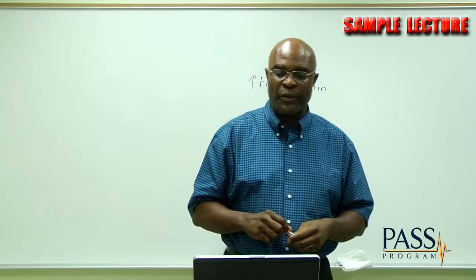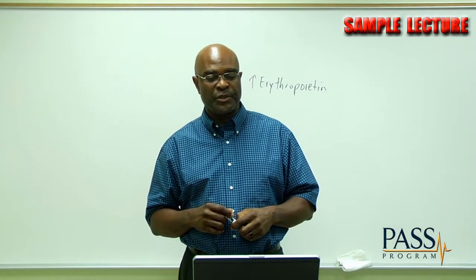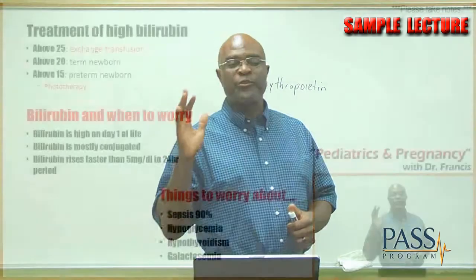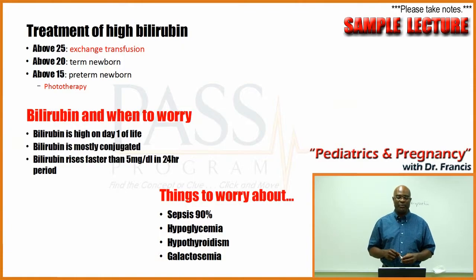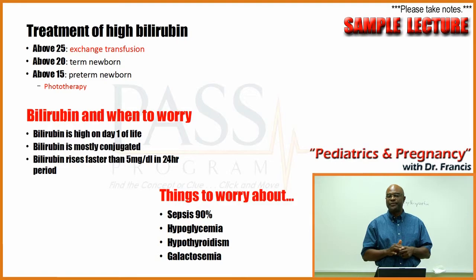So you remember the cerebral palsy with movement abnormalities, that's called choreoathetoid cerebral palsy. So kernicterus. So what do we do about it? Treatment for high bilirubin. Typically, if the bilirubin levels are above 25, then you should do an exchange transfusion.